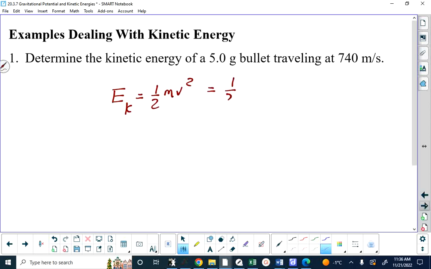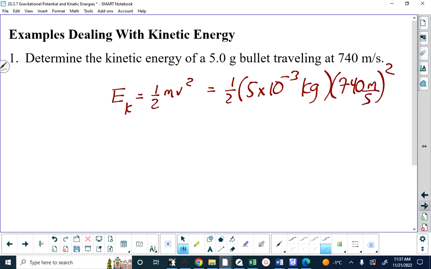which is 1/2 times the mass in kilograms. So I have to divide 5 by 1,000 times the speed. And look how I write this. I put the squared outside of the brackets. And it's a very simple thing, but you'd be surprised how many people forget to square things. That's it. That's all we have to do with this question.